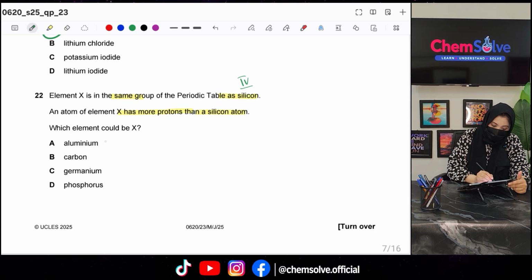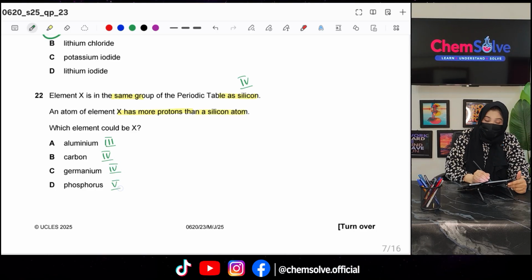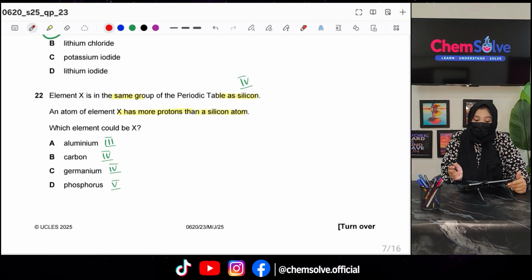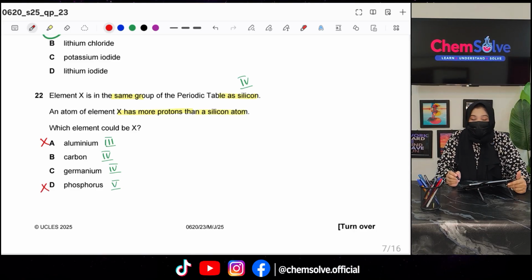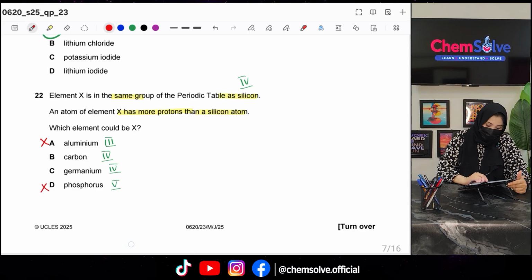aluminium belongs to group 3 of the periodic table. Carbon belongs to group 4. Germanium also belongs to group 4. Phosphorus belongs to group 5. So that's how we need to choose the option that has a similar group as silicon. So aluminium and phosphorus are not our options. We have to choose between carbon and germanium.